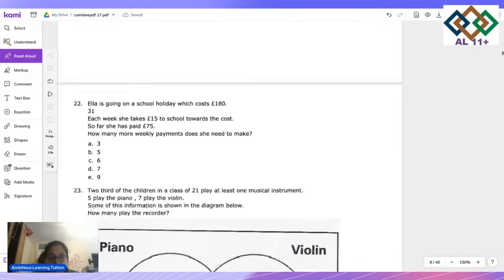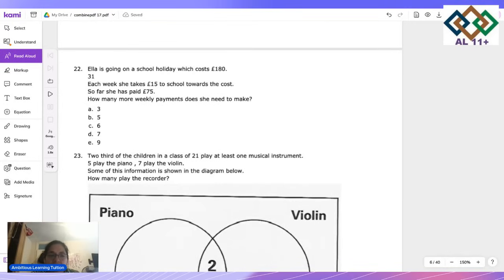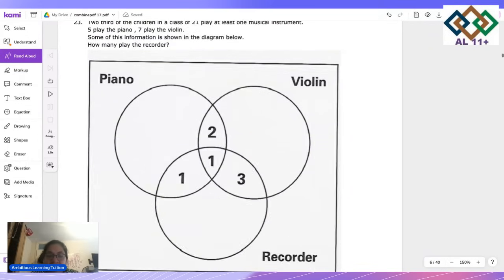60. And then you have about another one of pounds. So Ella is going on a school holiday which costs 180 pounds, and each week she takes 15 pounds to school towards the cost. So far she has paid 75 pounds. How many more weeks of payments does she need to make? So you need to find that.